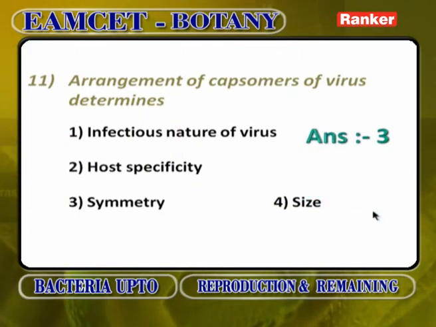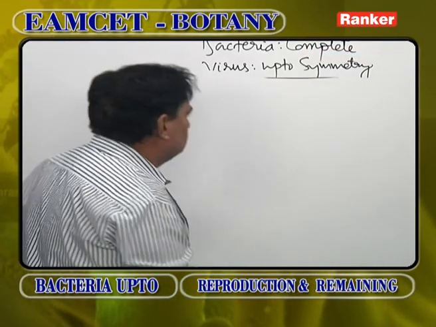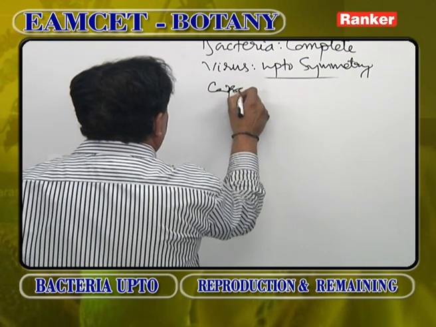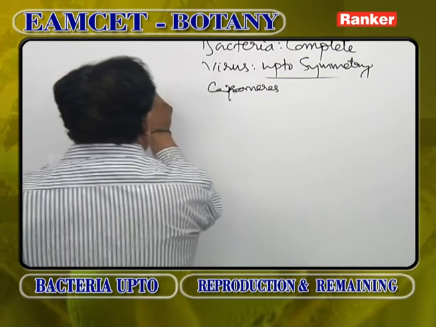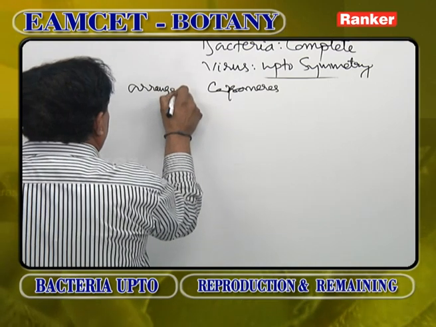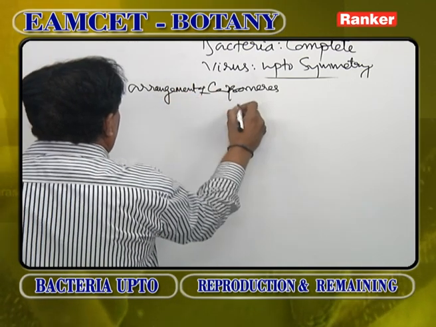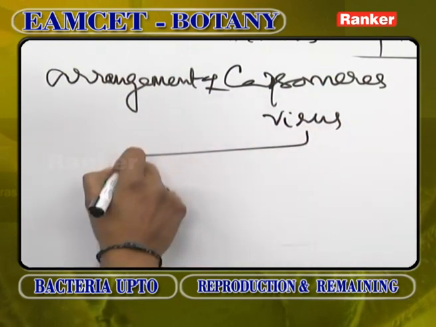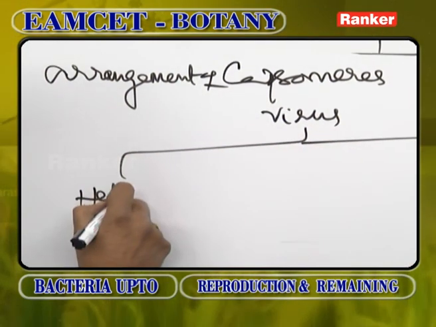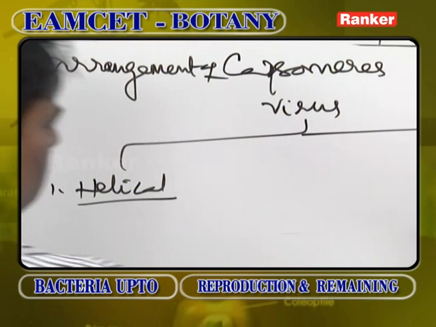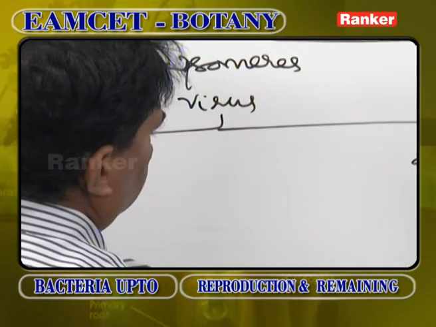Arrangement of capsomeres of a virus determines: infectious nature of virus, host specificity, symmetry, or size? Not the infectious nature of viruses, not host specificity, and not size, but symmetry. Based on the arrangement of capsomeres, viruses show two types of symmetry: one is helical symmetry, the other is cubical symmetry.